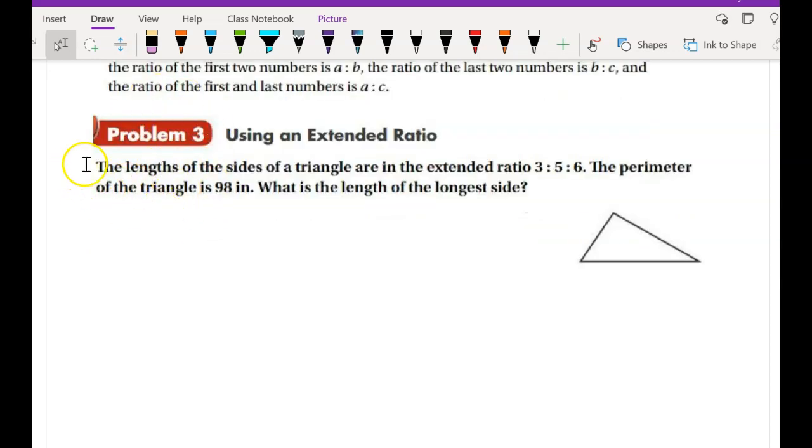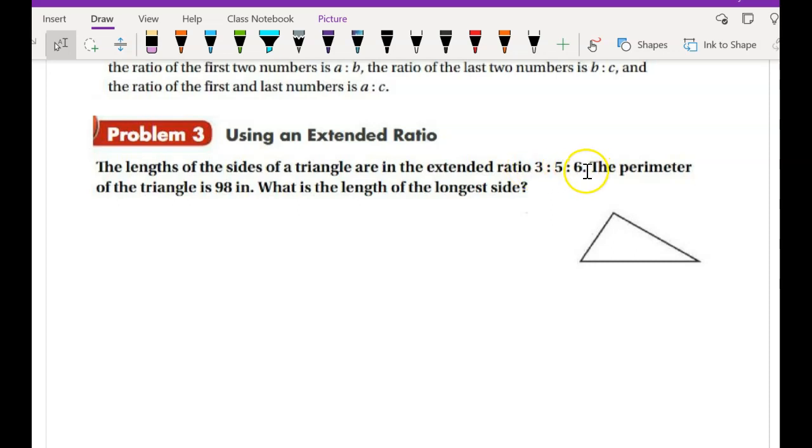Okay, let's take a look at problem 3. The lengths of the sides of the triangle are in the extended ratio 3 to 5 to 6. The perimeter of the triangle is 98 inches. What is the length of the longest side? Now, when we just look at these numbers, which side do you think is going to be longer?